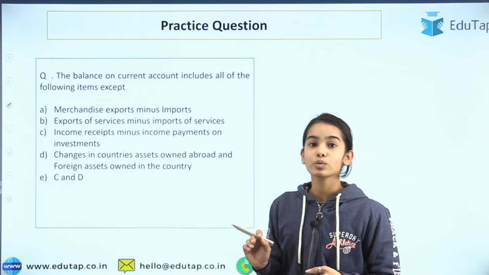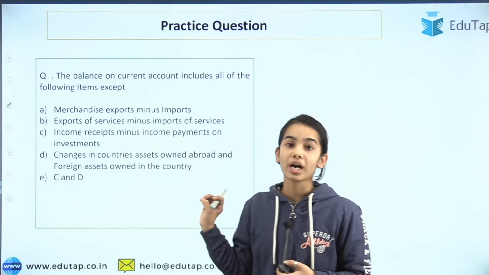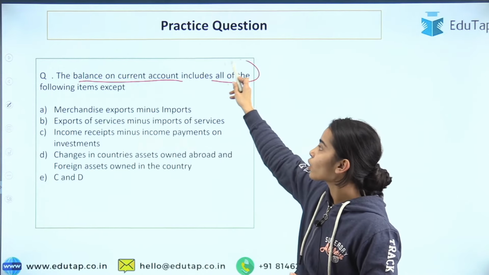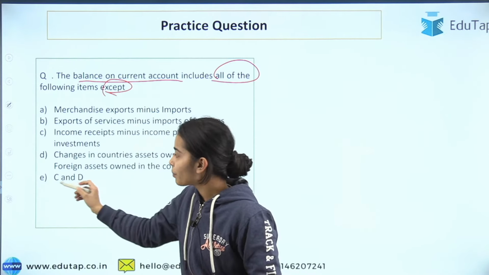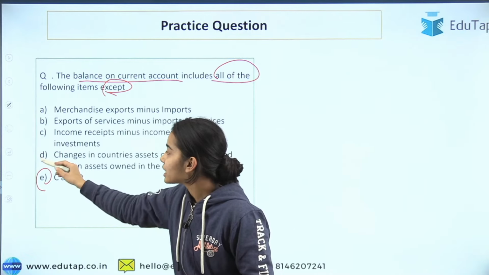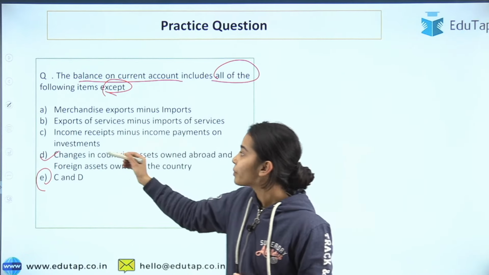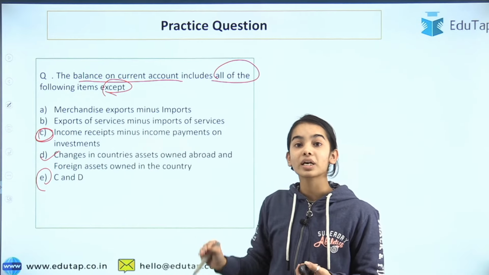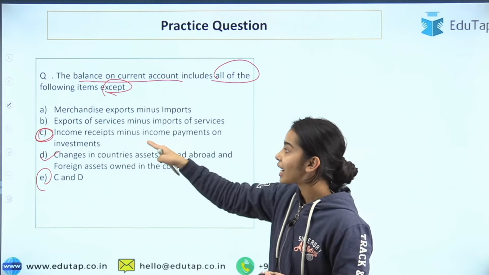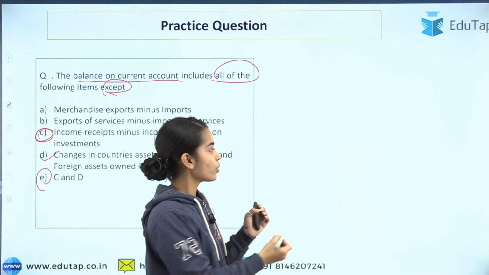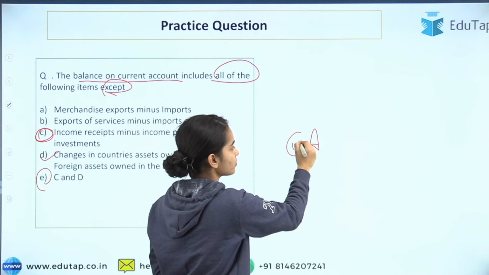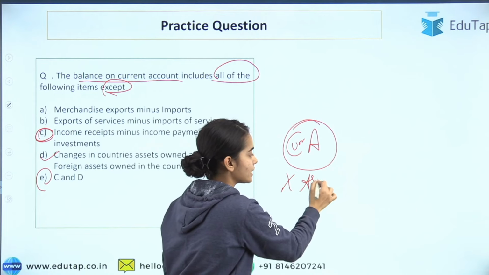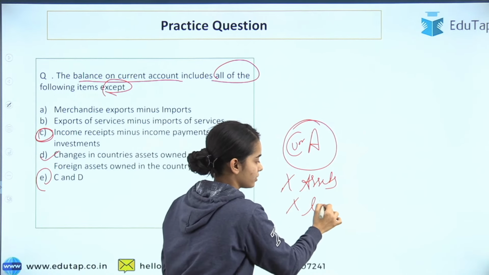So now I will tell you, like in the second question, many people gave the wrong answer. So I think you got confused a little. The balance on current account includes all of the following items except, some people answered E, but C, D should be the answer. Okay, why D? Because this is included in the current account, and we are asking what is not included in the current account. Why is income receipt included in the current account? See, the current account includes all the things that are not creating any asset or any liability.